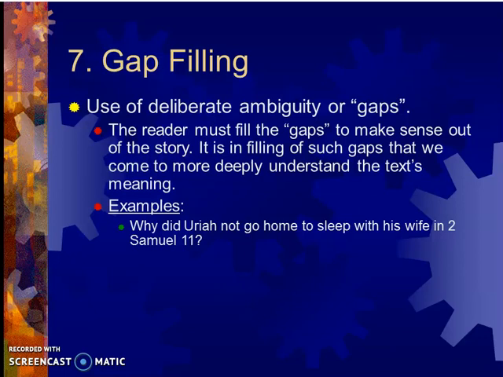Well, anyway, all this is reading between the lines, trying to figure out why the character does what he does when the text doesn't explicitly tell us. And one way to fill the gap is to say, well, maybe Uriah heard a rumor, and that's why he didn't go home.